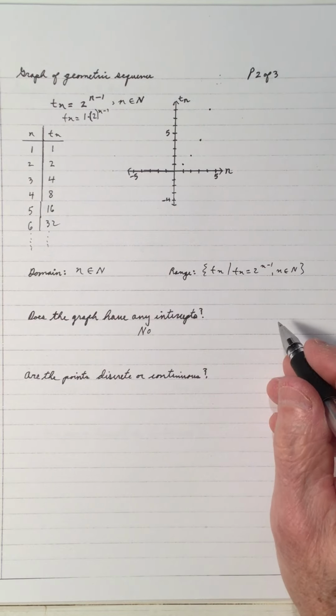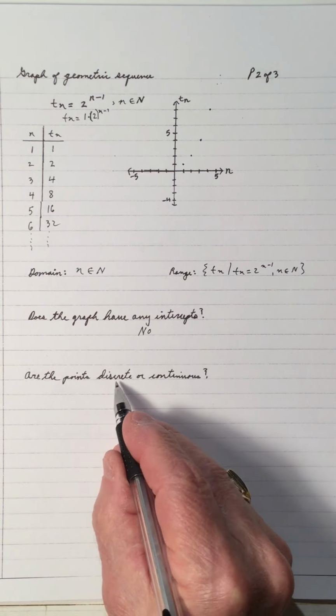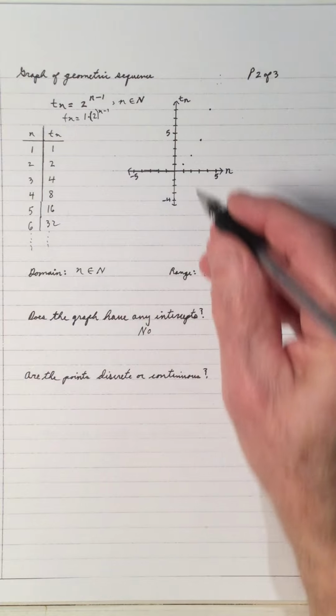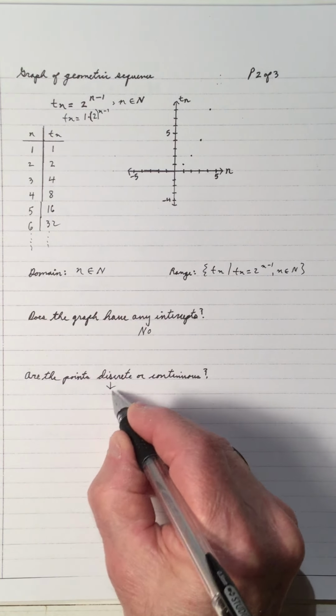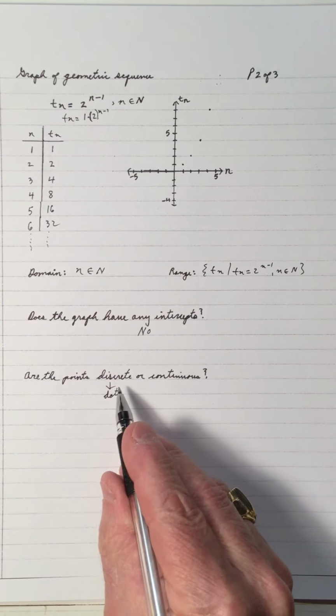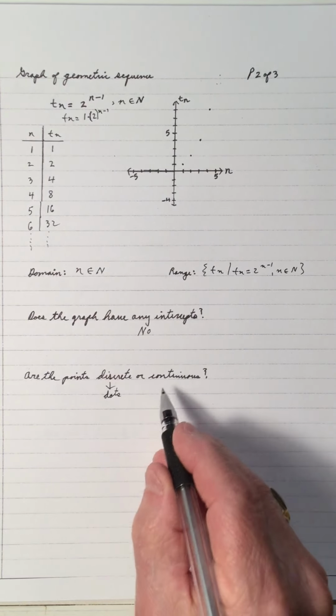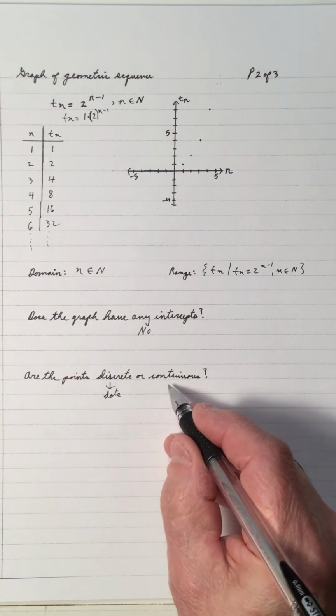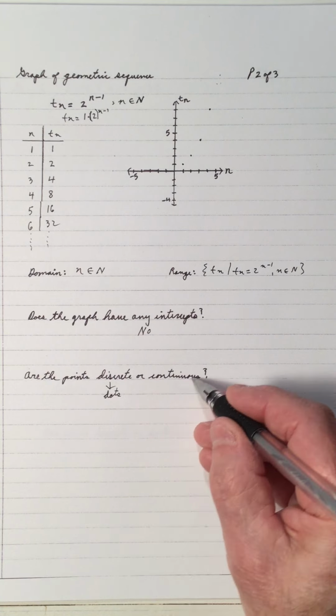So there's no intercepts. Are the points discrete or continuous? So notice these are dots, and discrete is dots. So the points are discrete, they're dots. Continuous would be, if it was continuous, the graph would be solid, shaded.